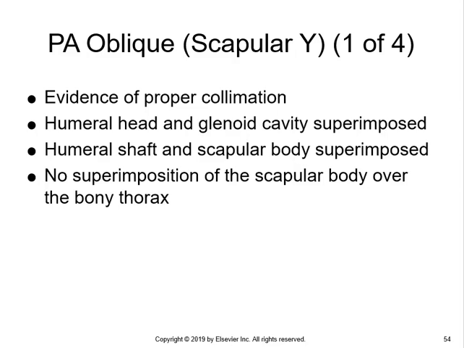On your image, what you're going to look for is evidence of proper collimation. You should see collimation on the image receptor, but you shouldn't collimate so tightly that you collimate required anatomy off the image receptor. Remember, you need to see the entire glenoid fossa. That should be in the middle of your image, but you need to see the acromion and the coracoid process as well.